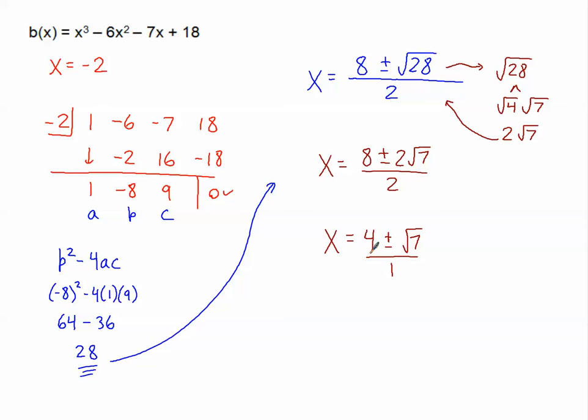Let's put them up here with our original answer, and we'll say 4 plus or minus the square root of 7. And we have all three answers to our cubic. So again, the calculator is helpful, but it will not show you the irrational solutions. So you need quadratic formula to be able to find those, but you can't use quadratic formula until you depress the cubic into a quadratic by doing synthetic division.